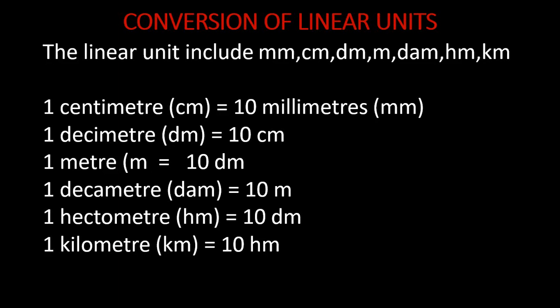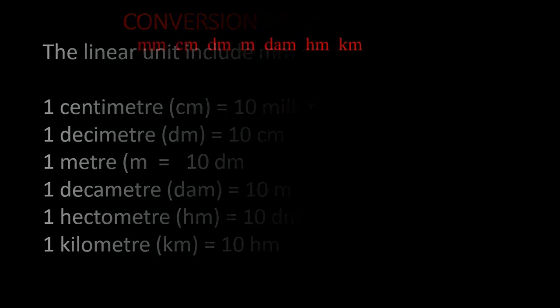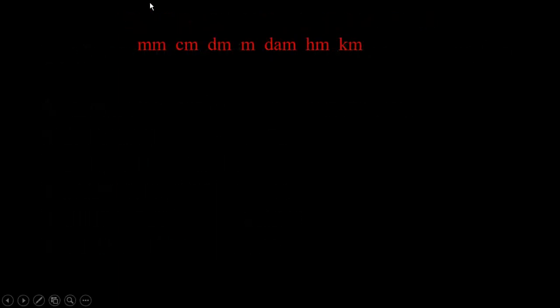Now, to come up with that, we can use this simple table, or a simple illustration, to see how we can compare these units. First of all, these are the units for length: the millimeters, the centimeters, the decimeters, the meters, the decameters, the hectometers, and the kilometers. Now, what we're going to do is put 1 below the kilometers. So that is 1 kilometer.